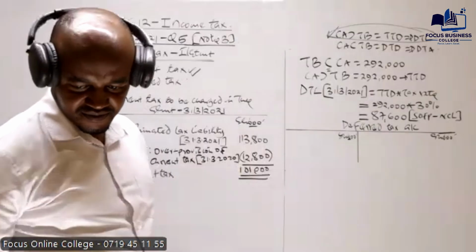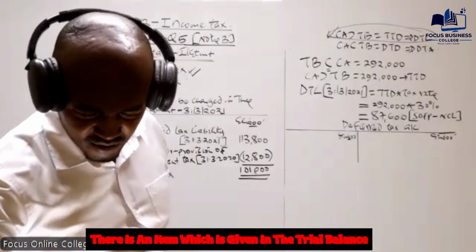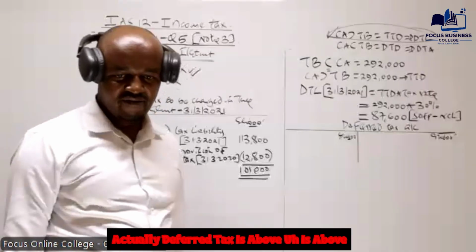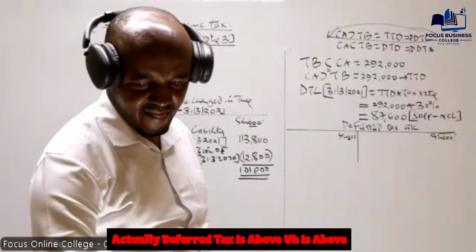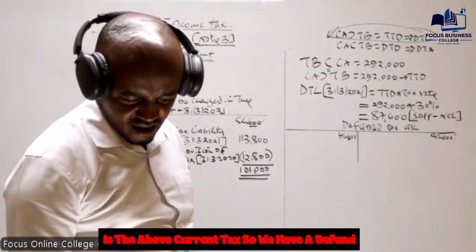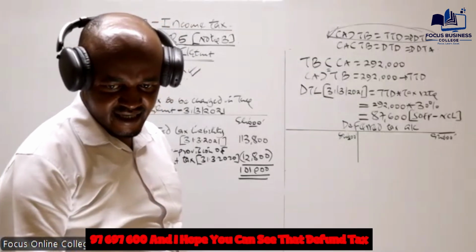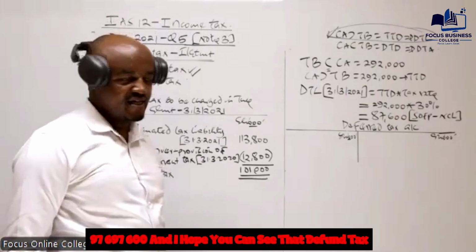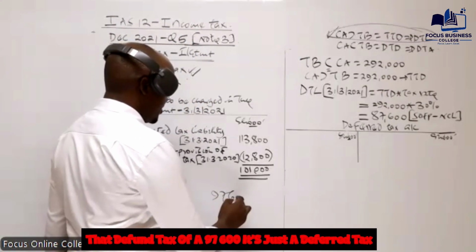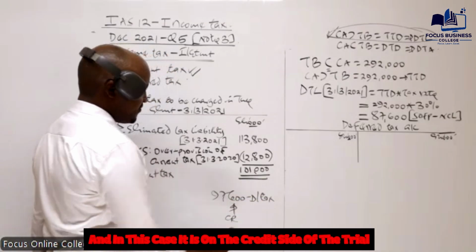In our trial balance, there is an item called the deferred tax. Actually, deferred tax is above the current tax. I don't know whether you can see it. So we have a deferred tax of how much? 97,600. I hope you can see that deferred tax. That deferred tax of 97,600 is just referred to as a deferred tax, and in this case, it is on the credit side of the trial balance.